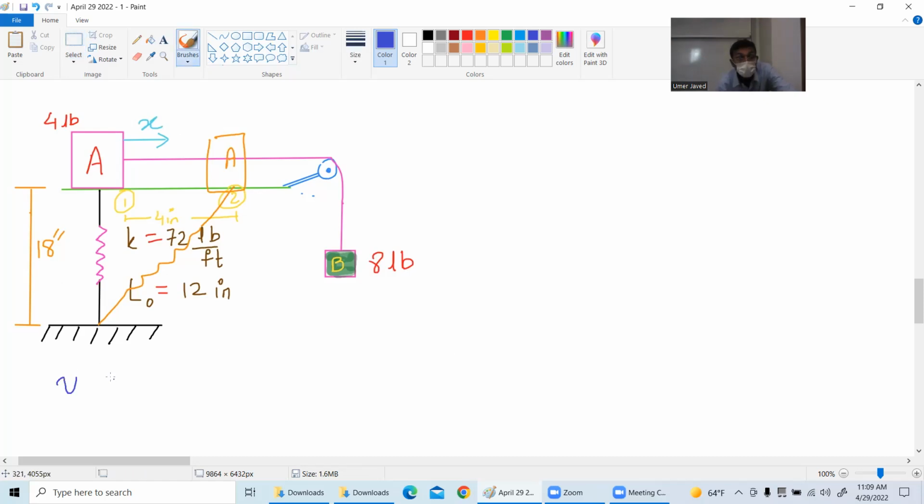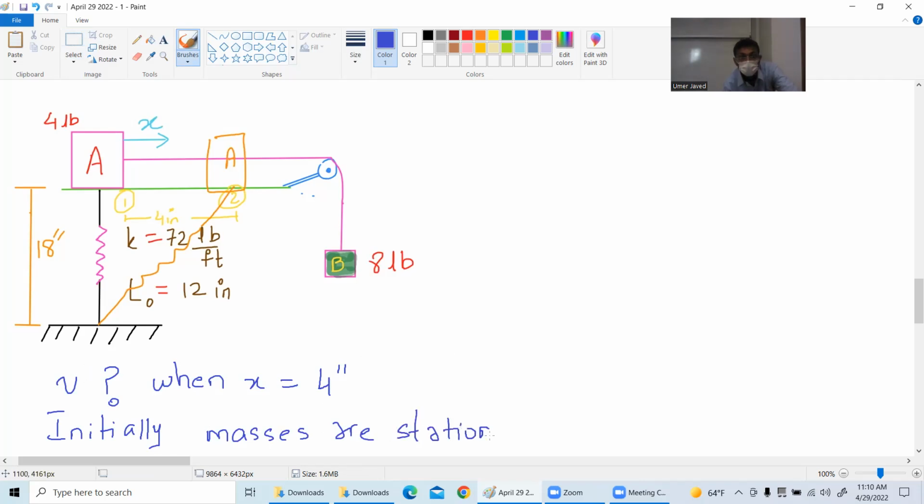The question says that you have to give me V, the velocity, when x is equal to 4 inches. And initially the masses are stationary. Okay. Why don't you try? I know the vacation is about to start, but let's do this.